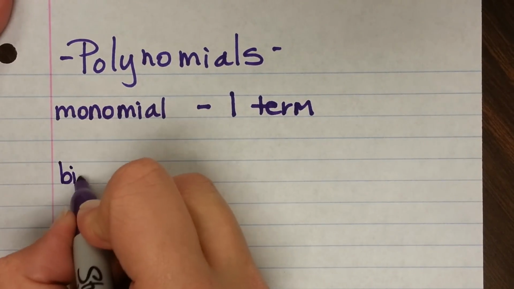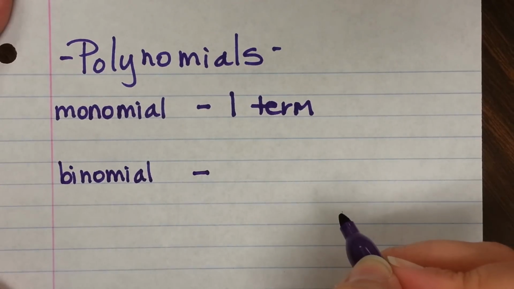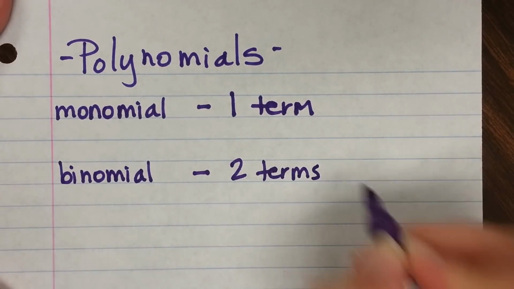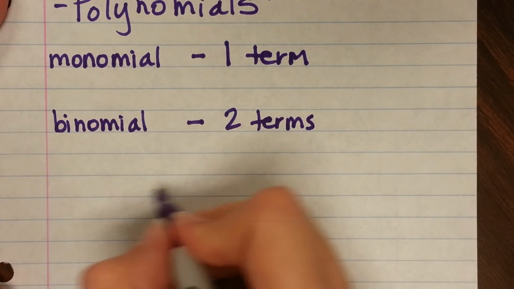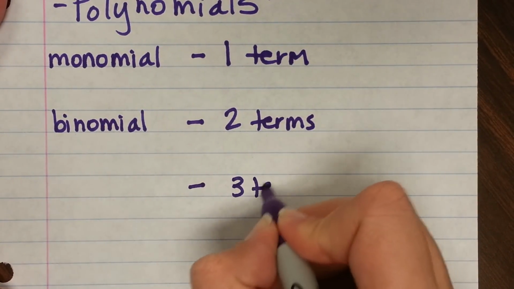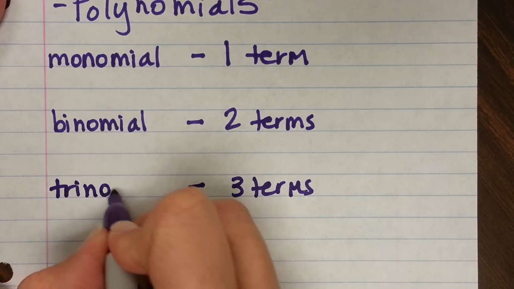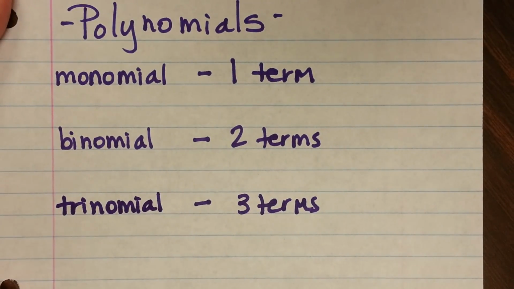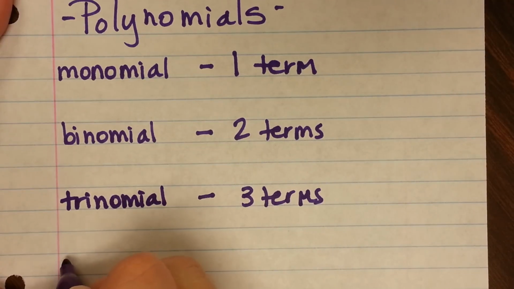Next one we will look at is a binomial, which means, you guessed it, two terms. What do you think it's called if we have three terms? You guessed, trinomial. And really anything past that we're going to call a polynomial, which means many terms.